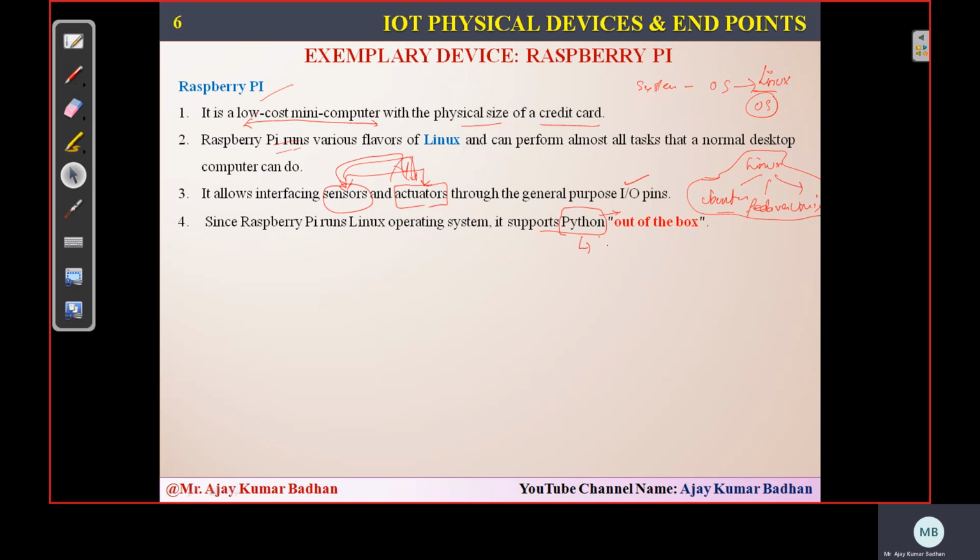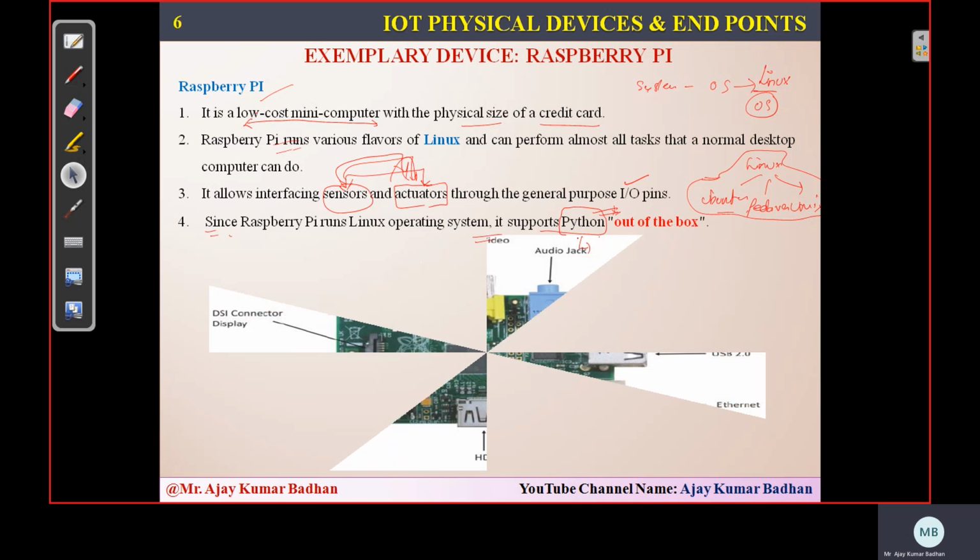Yes, it is much easier, and we don't have to work more on the syntax. We can directly implement the logical part. So that's the reason that for this Raspberry Pi we are going to use Python programming, out of the box.